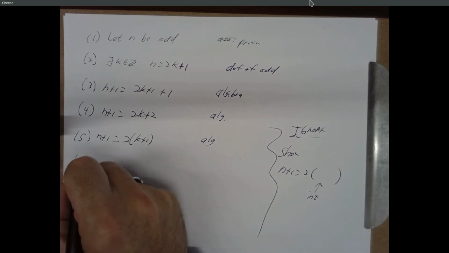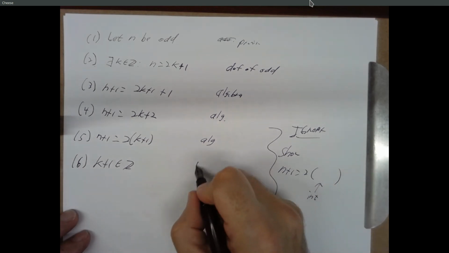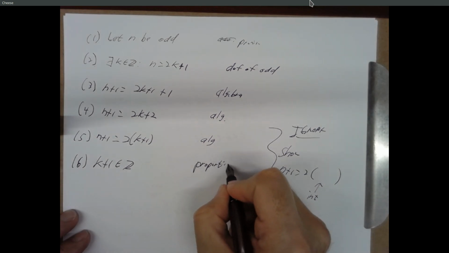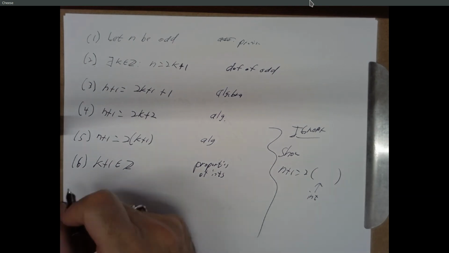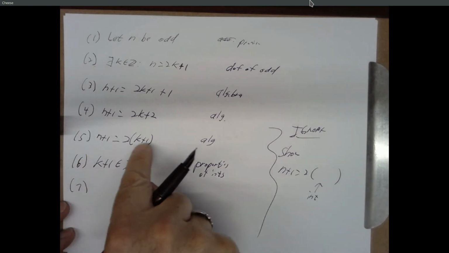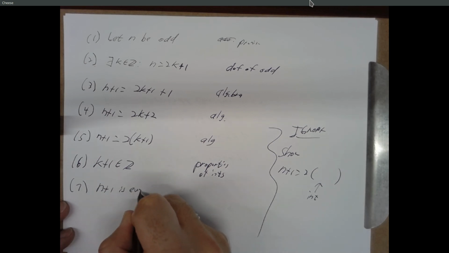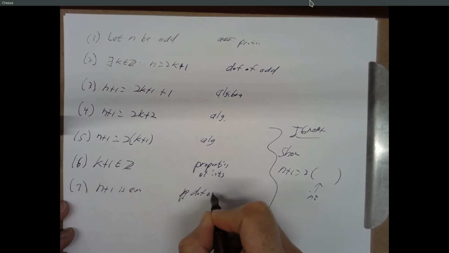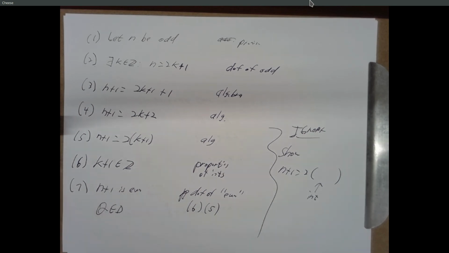Well, I'm going to make the observation that k plus 1 is an integer, and I'm just going to say properties of integers. K was an integer, so if I add 1, that's also going to be an integer. We don't have to prove that. We know that integers work that way. Well, n plus 1 is 2 times an integer. That means n plus 1 is even. And that's the definition of even applied, and that's what we were asked to show.